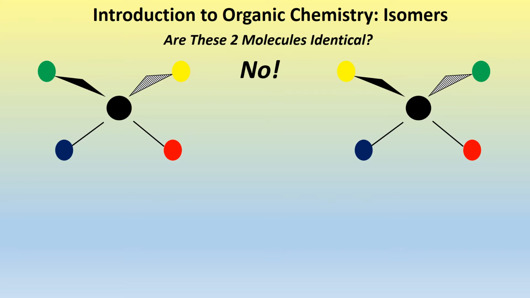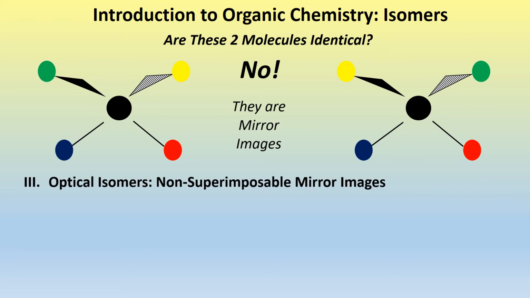These 2 molecules constitute what are called optical isomers, or, as stated, non-superimposable mirror images of each other. They possess what are called chiral centers, where chiral is the Greek word for hand. So you can have a left-handed or a right-handed molecule.